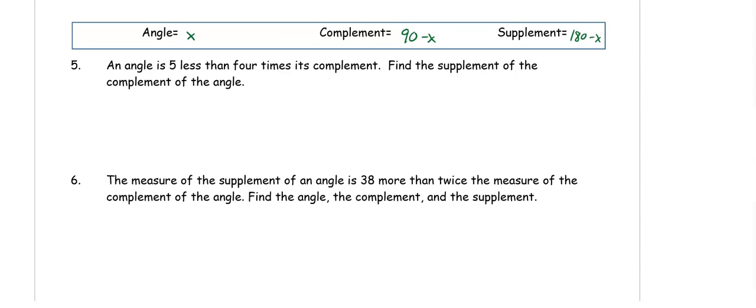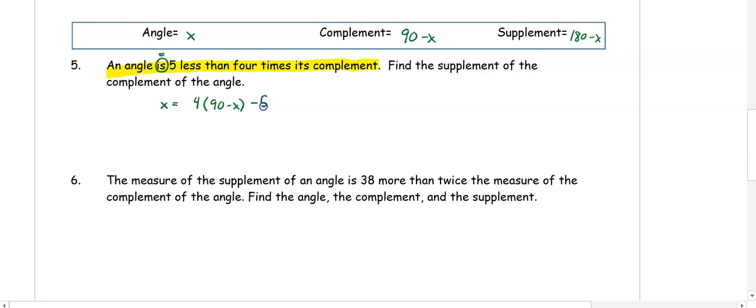An angle is 5 less than 4 times the measure of the complement. So focusing on just this statement, wherever we see the word is, that's going to be our equals. So we have an angle is. So an angle equals 5 less than 4 times its complement. Well, the complement is 90 minus x. We want 4 times that, and then we want 5 less. So we're going to subtract 5.